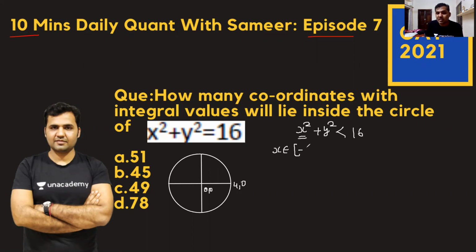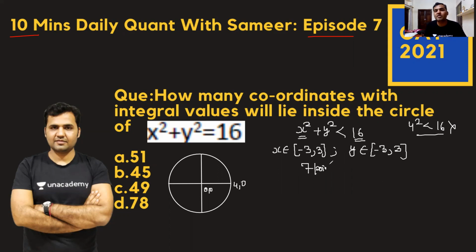So x can be anything from -3 to 3. And similarly, y can also belong to anything from -3 to 3. If one of them is, let's say, 4, if you take y as 4, then 4 square cannot be less than 16, right? It's equal. I'm looking for the points which lie inside the circle, so x square plus y square has to be less than 16. Now x belongs to -3 to 3, that means 7 points. There are 7 different possible values that x can take: -3, -2, -1, 0, 1, 2, and 3. So 7 points are there. Similarly, 7 points also exist for y.